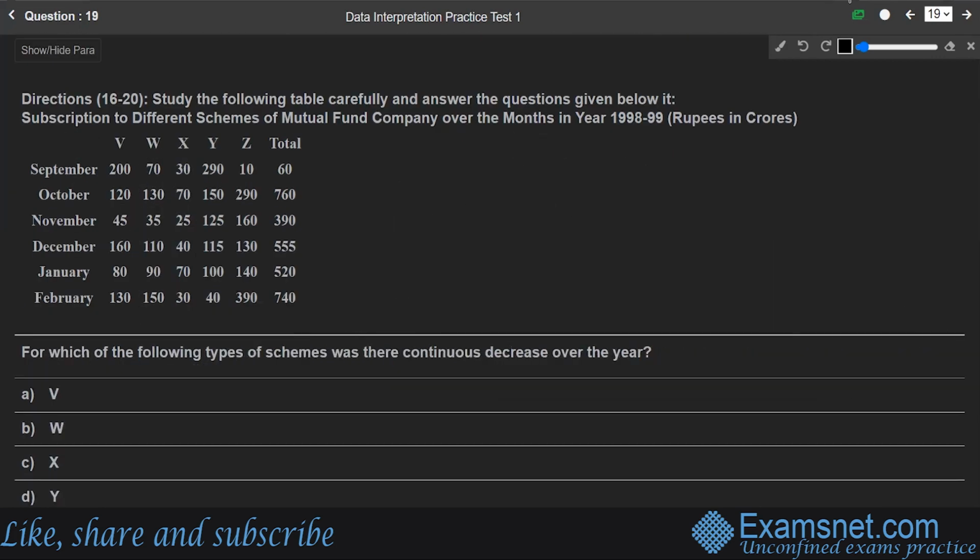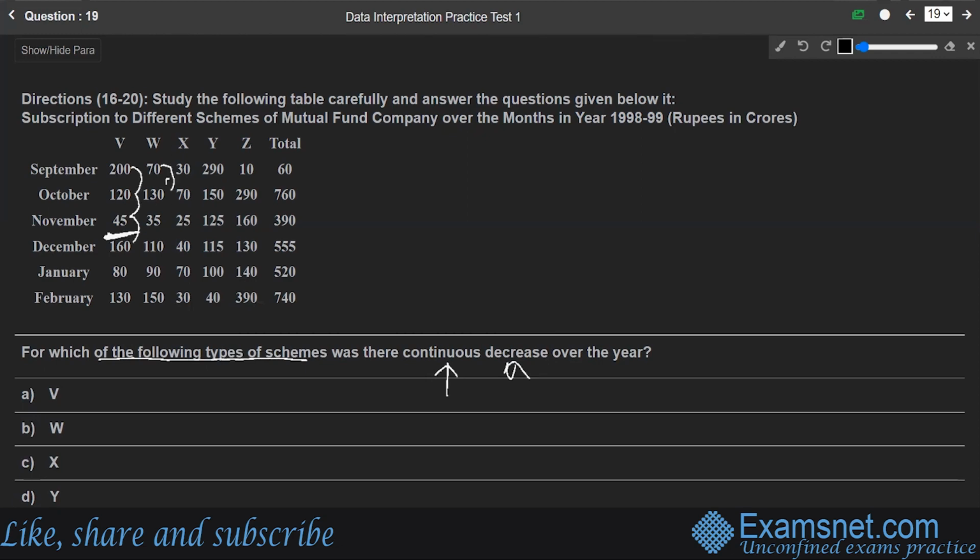Now, the same data is there. The question is different. For which of the following types of scheme was there continuous decrease over the years? So we have to see the schemes all together, and then observe for which particular scheme there is a continuous decrease. So if we see it like that, V is becoming 200, 120, 45, 160, but here it is an increase. So V is not continuously decreasing.